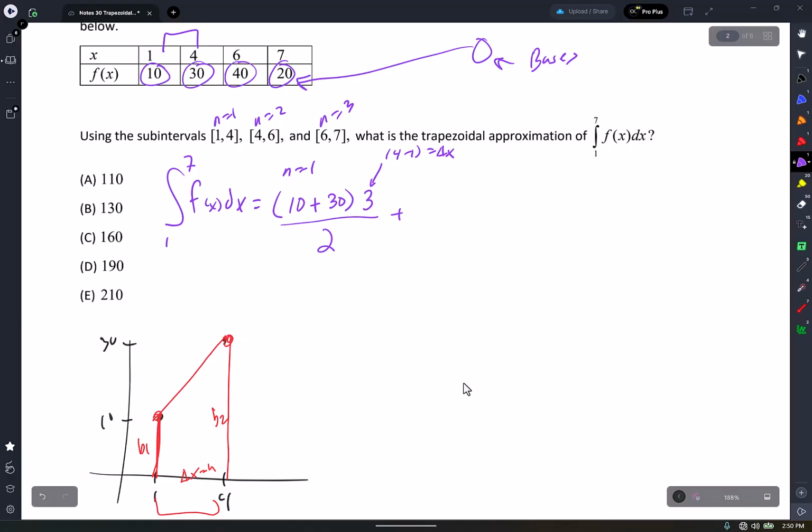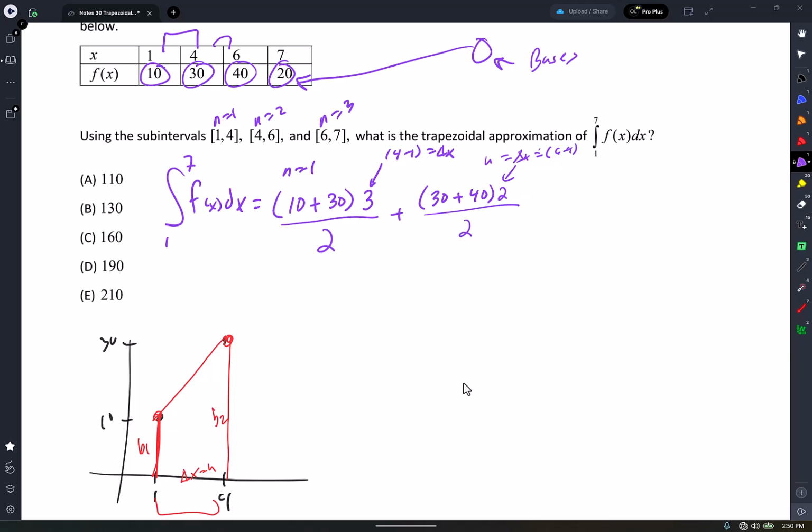Plus, that's the first. I still got more trapezoids. Plus, parenthesis, 30 plus 40 times, what's the delta x between 4 and 6? 2. That's your height. That's your delta x, guys. Delta x, I'll put it right here, which is your height. What was it? 6 minus 4. And then all this divided by 2. There it is. Plus, here comes my third trapezoid. 40 plus 20 times, what's the difference between 7 and 6? 1. All this divided by 2.